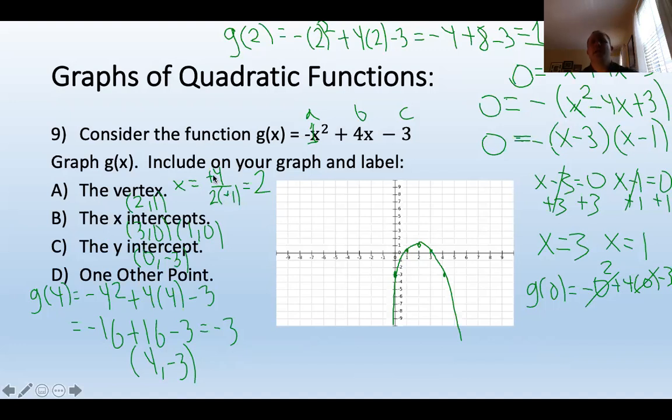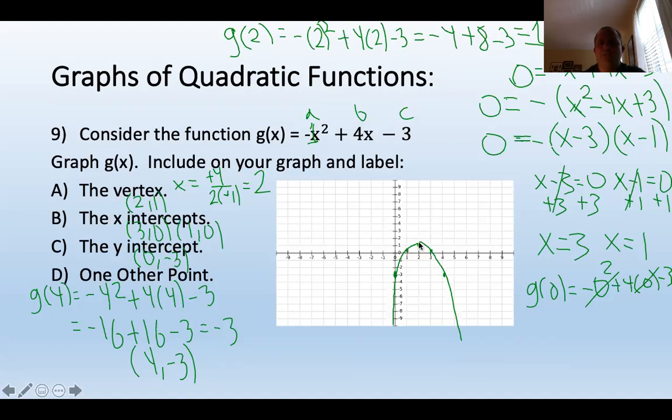So this ends up being -4 over -2, which ends up being +2 for your x-coordinate of the vertex. Then you substitute 2 in for x to get the y-coordinate of the vertex. This ends up being -2 squared plus 4 times 2 minus 3. And when we work all that out, the -2 squared gives us -4, plus 4 times 2 is 8, minus 3, and then -4 plus 8 minus 3 is 1. So this (2, 1) represents our vertex, and I went ahead and plotted that.